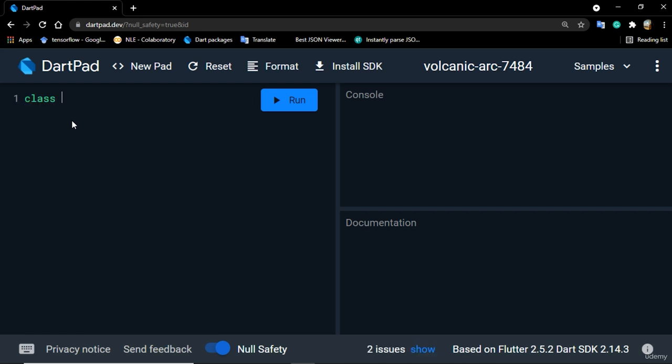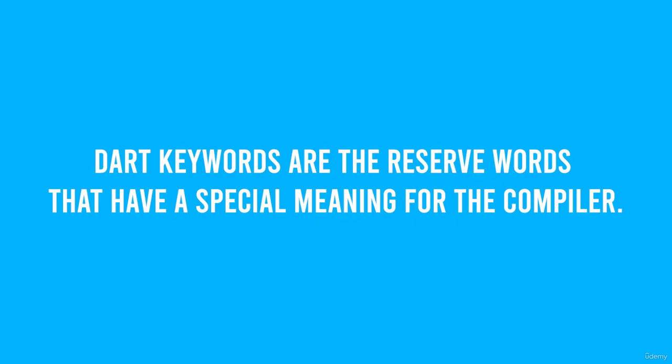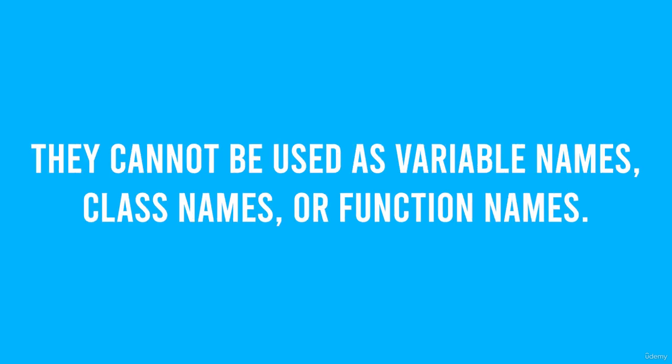Then give it a name. I am gonna call it even, as we are going to write a program to check if a number is even or not. Dart keywords are the reserved words that have a special meaning for the compiler. They cannot be used as variable names, class names, or function names.